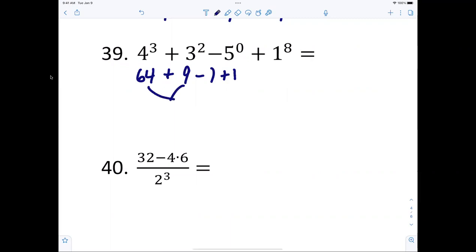Now, how do I add 64 plus 9 real quick? You add 10 and then subtract 1. What's 64 plus 10? Minus 1. 73. Everybody should know that. There's no calculators for that. No calculators.